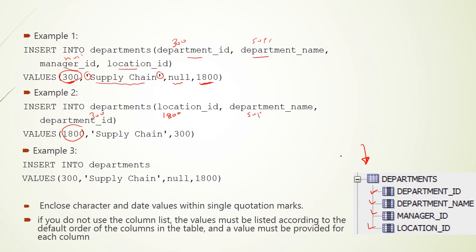What about the manager ID? Because the table contains 4 columns, the manager ID here will be null.